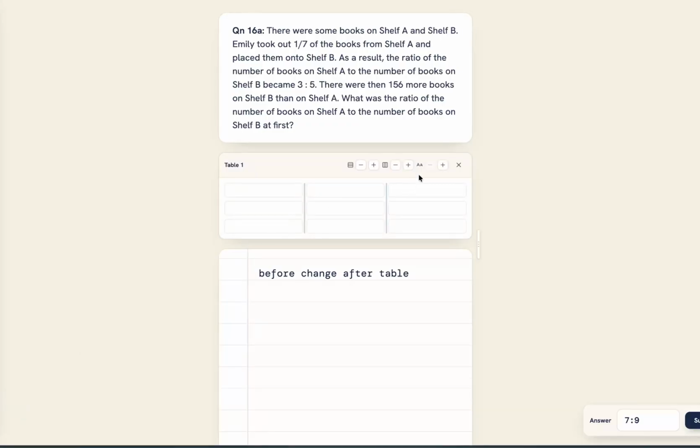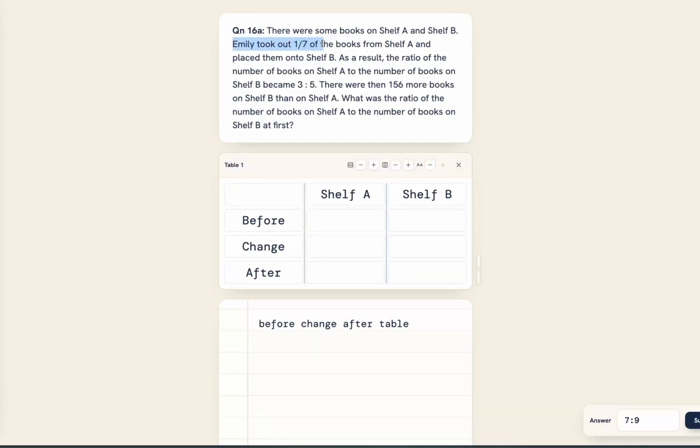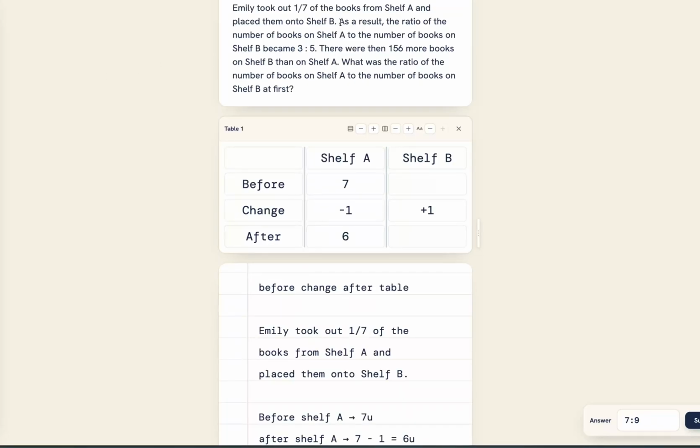So let's create this table over here. It says here Emily took out, so this is the before, change, after table with shelf A and shelf B. So Emily took out 1/7 of the books from shelf A and placed them into shelf B. So that means originally we have 7 and then we minus 1, internal transfer to shelf B plus 1. And then from 7, what do you think we are left? 6.